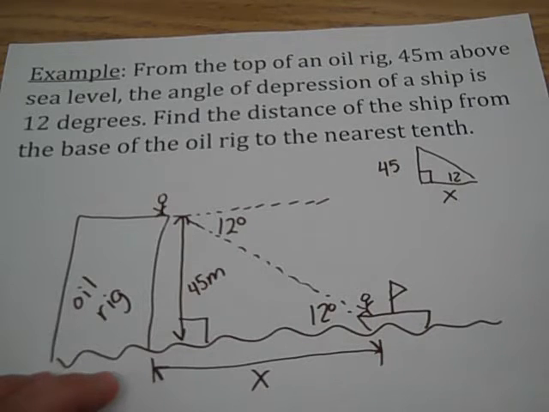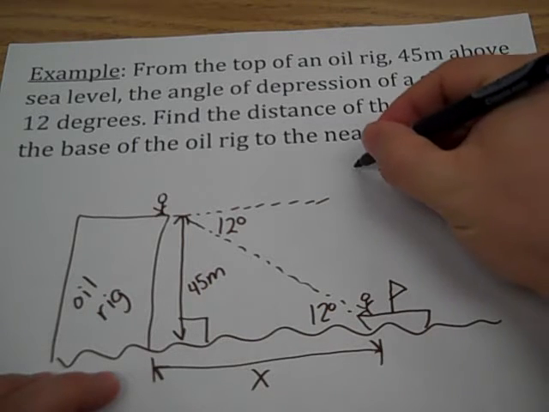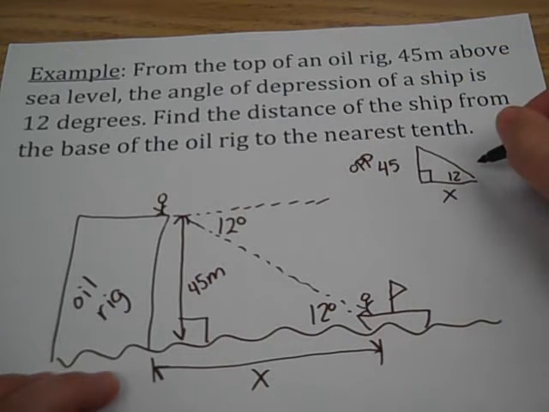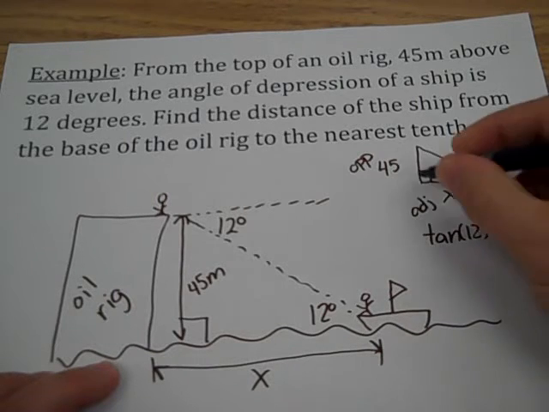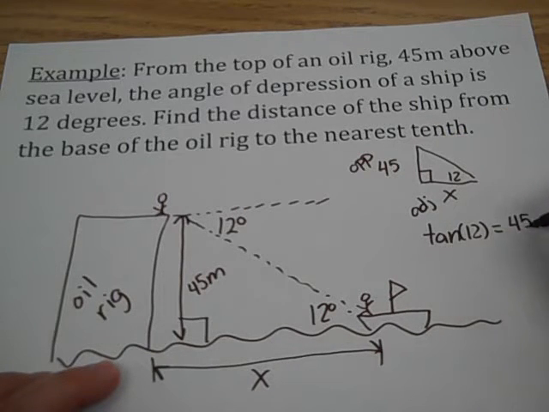Now I can use my trig, so from 2 lessons ago, solving right triangles, I have the opposite side and I have the adjacent side. So I'm using tangent. The tangent of 12 is equal to 45 over x.